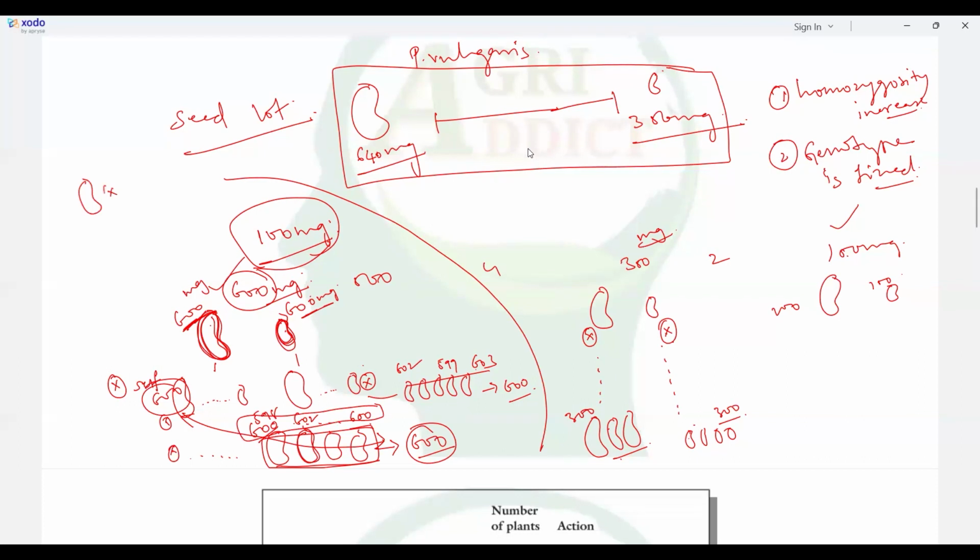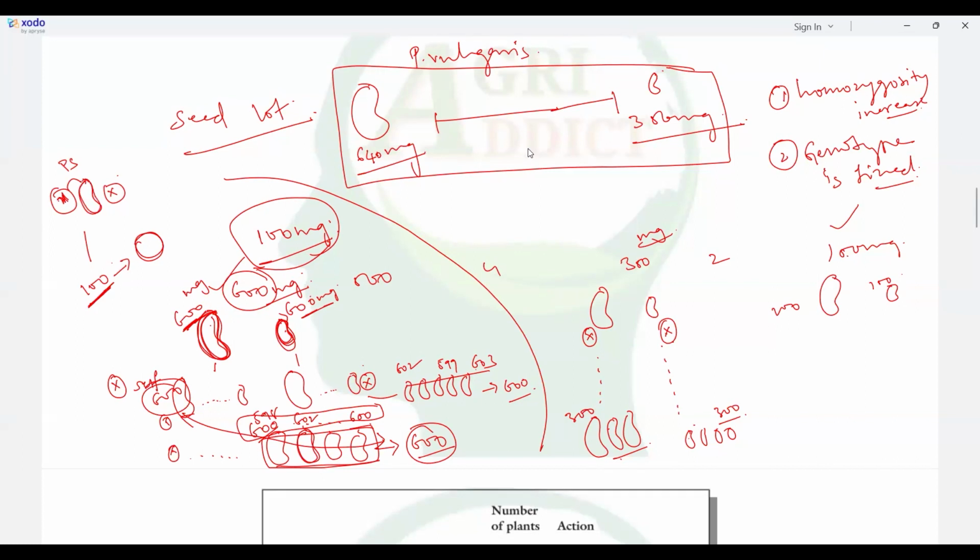So again, if I take this large seeded Rajma, and then if I again self them, and then I get 100 seeds. Let us consider X is the weight of this parental seed. And then when I calculate the average of all these 100 seeds, what will be the weight based on this theory? 600. How much? 600. No, just understand this.